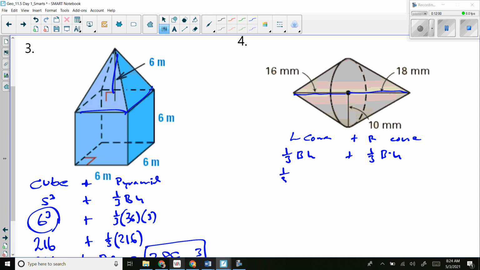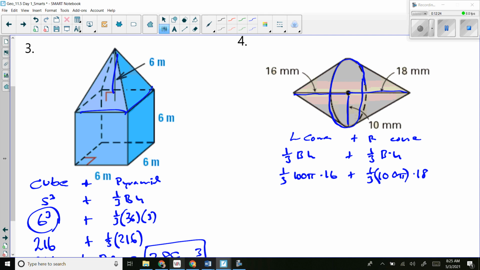Let's see, on the left one and the right one, the area of the base is going to be pi r squared, and my radius is 10. Well, 10 squared is 100. So this is going to be 100 pi for the base. Then the height of the left one is 16. And then over on the right side, it's also going to be 100 pi. However, the height is 18.